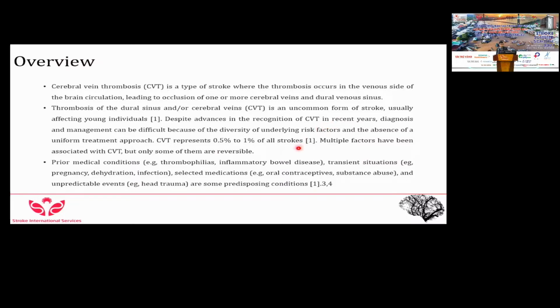So here we include some prior medical conditions that happen with CVT: past medical history of thrombophilia, inflammatory bowel disease, and transient situations. But here we take note of the oral contraceptive, because it happens in young individuals, especially in the female population.